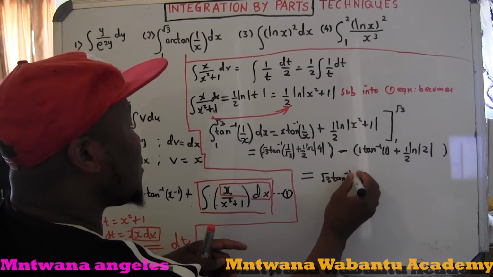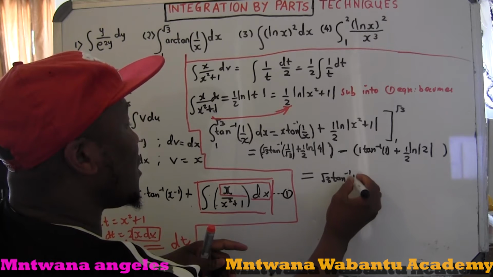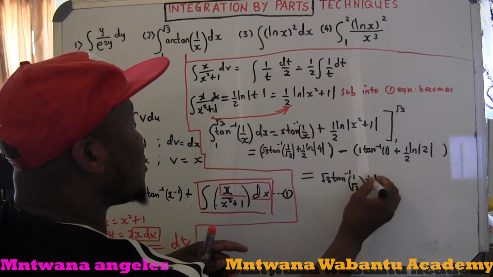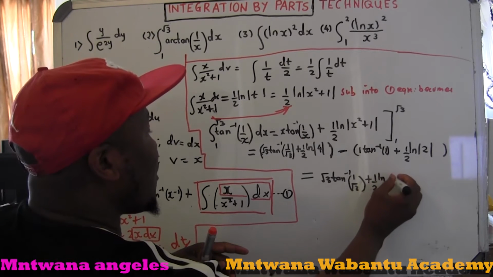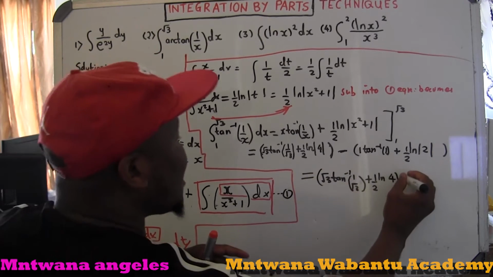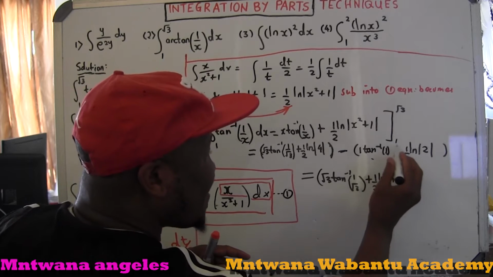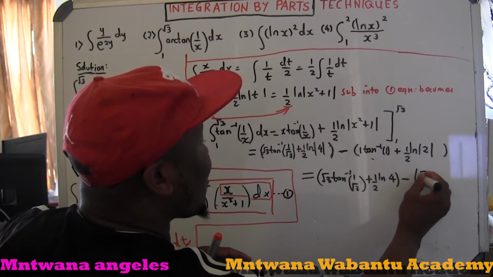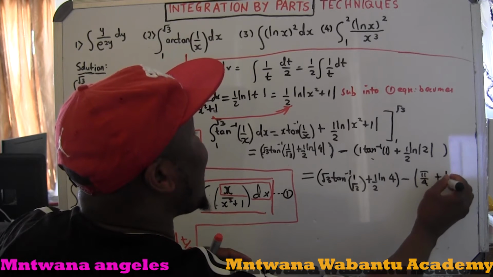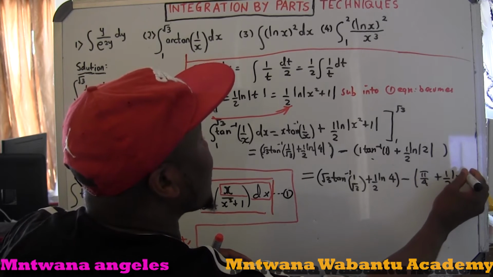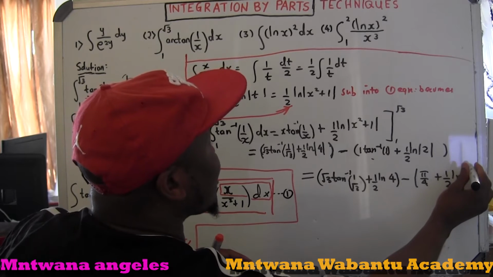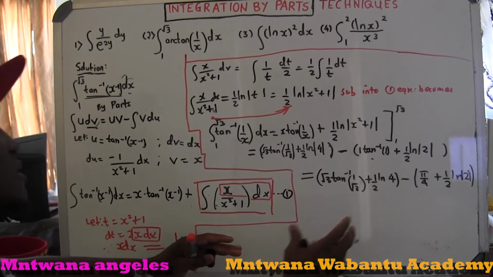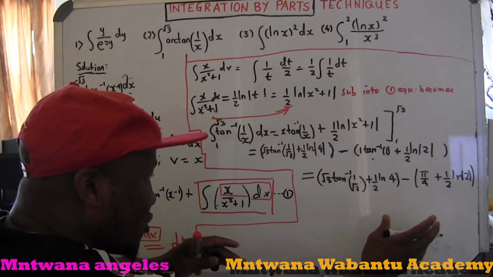So 1 over square root of 3, plus 1 over 2 ln of 4 for the upper limit, minus tan inverse of 1, which equals pi over 4, plus a half ln of 2. If you have a calculator, you should be able to get a final answer. But even if you leave it like this, you're going to get your marks.